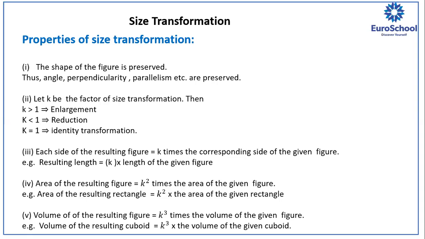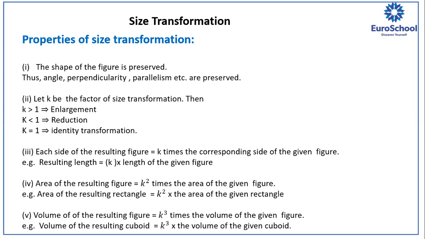So the shape of the figure is preserved, and thus the angle, perpendicularity, parallelism, etc. are preserved. In an equilateral triangle, if you enlarge it, you get a bigger equilateral triangle. The angle will not change; it will remain 60. When you reduce or increase a square, the angles will not change, the lines will remain parallel, and all the properties remain the same. Only the size of the square's sides or the equilateral triangle will change. That's it.